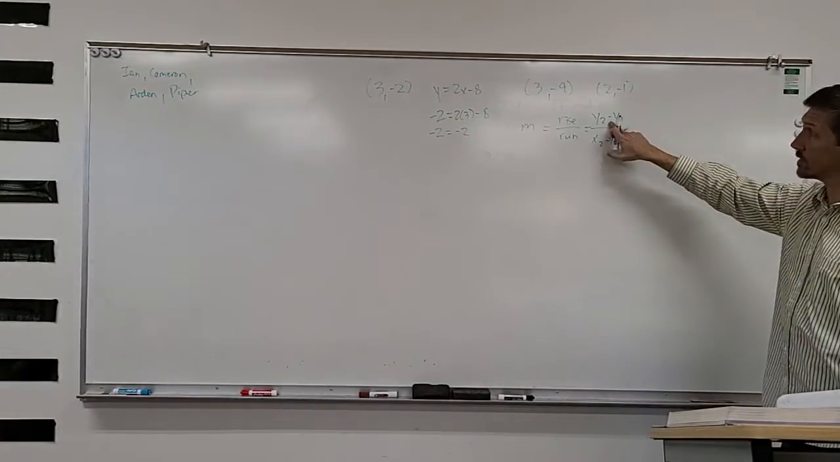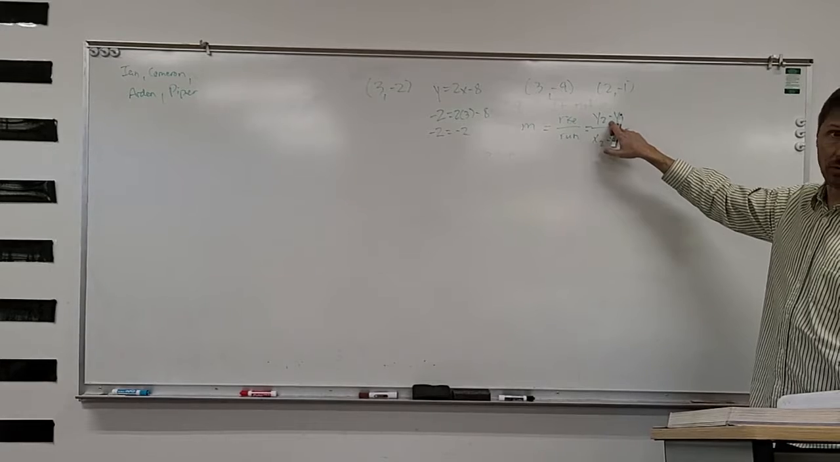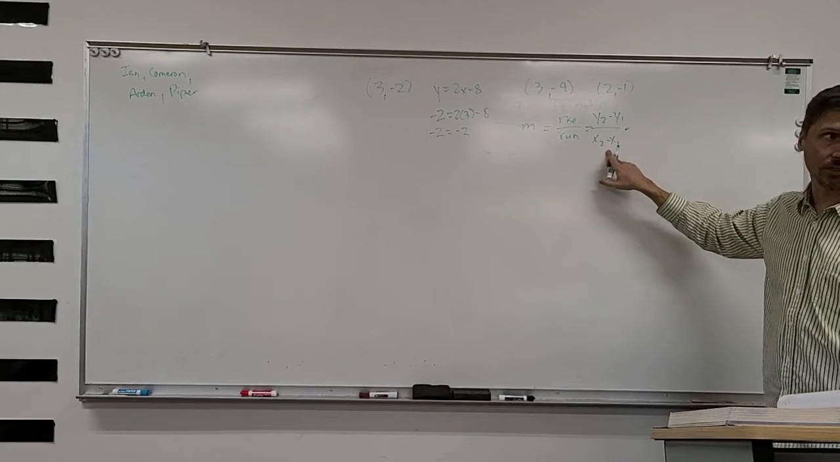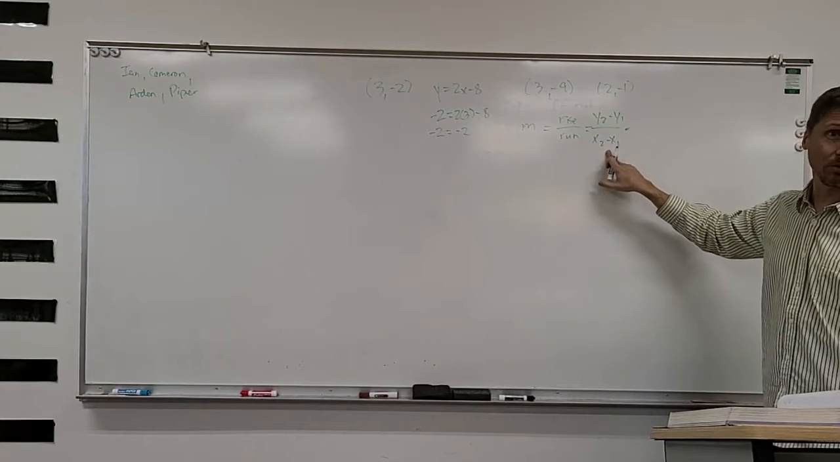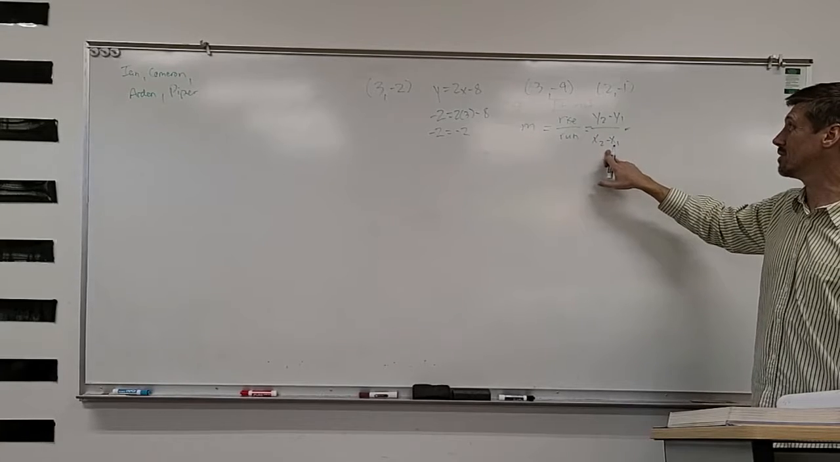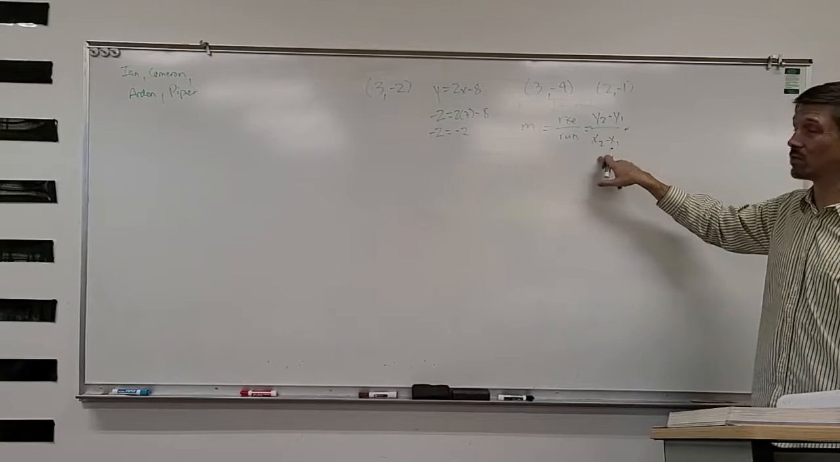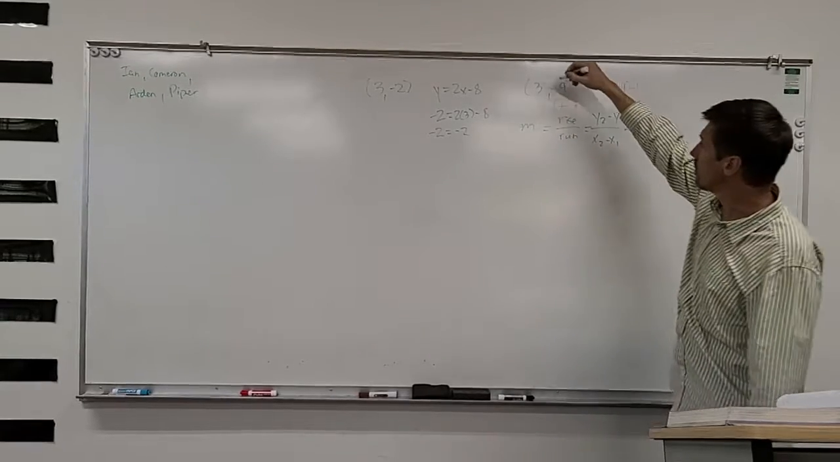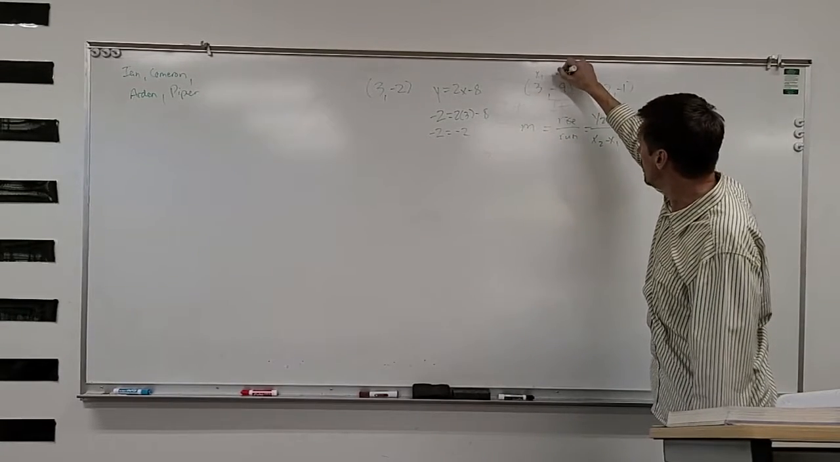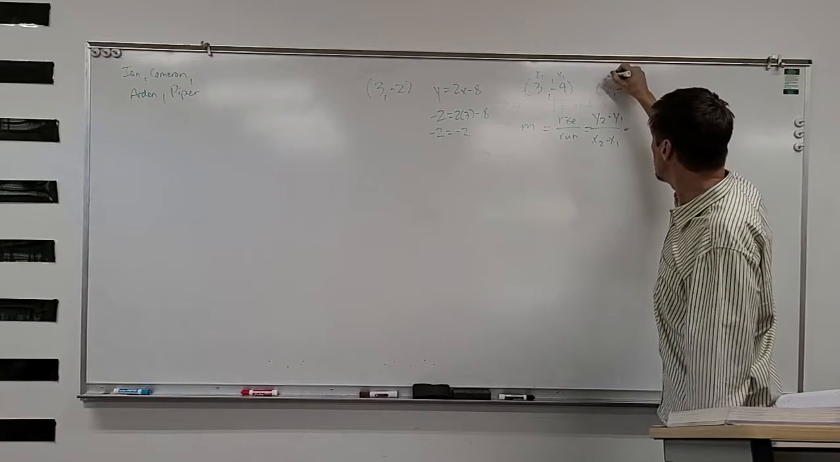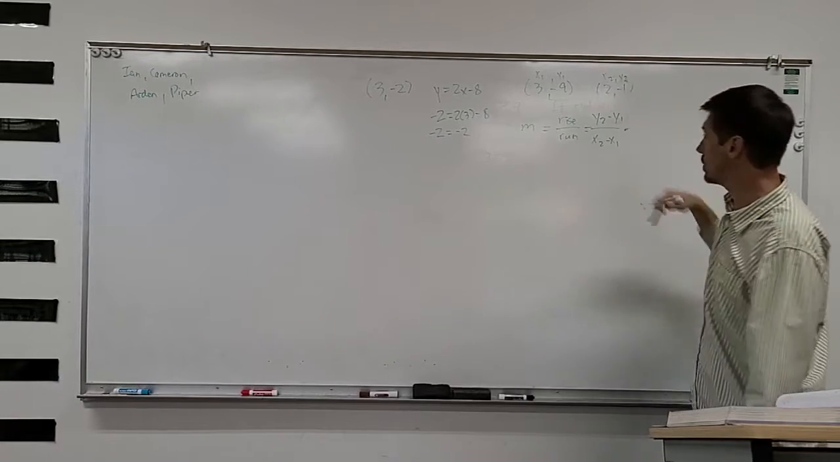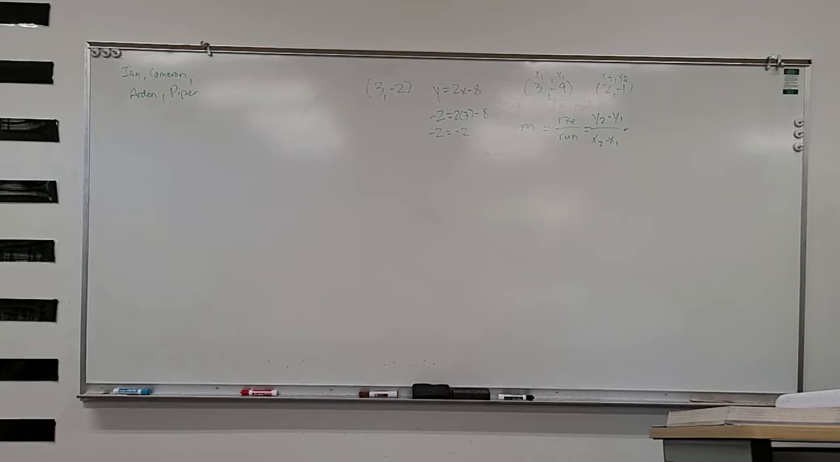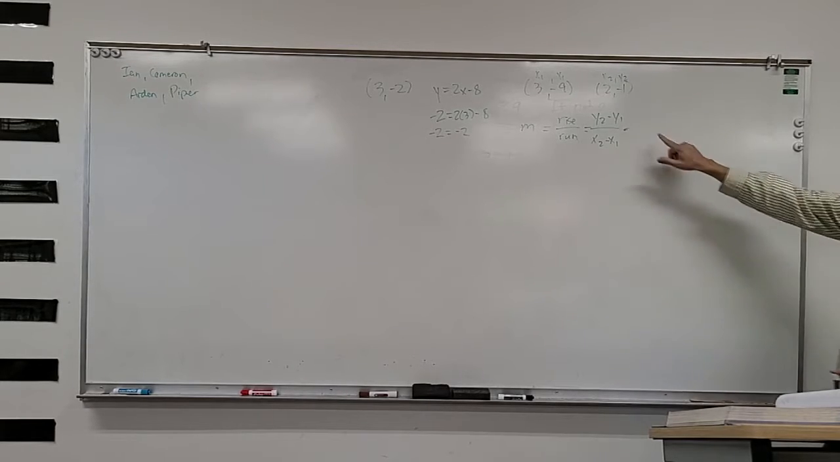This is just the difference of the y terms, y2 minus y1, over the difference of the x terms. And you could actually do those in any order. You could do y1 minus y2 over x1 minus x2, as long as you use the same point first. So this could be x1 and y1 here, and this could be x2, y2 here, or you could switch it around. The point is you're finding the difference between the two.